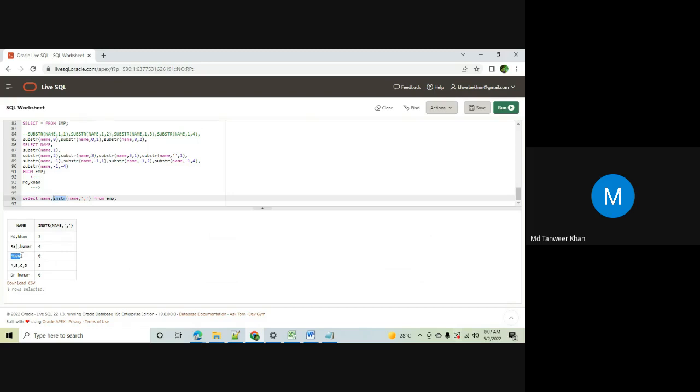Now in Abdul, why is the output 0? There is no comma. The SQL engine was searching for a comma, but there is no comma. That's why it has given zero output. Now in ABCD, you have how many commas? One, two, three. But why has it given output as two?